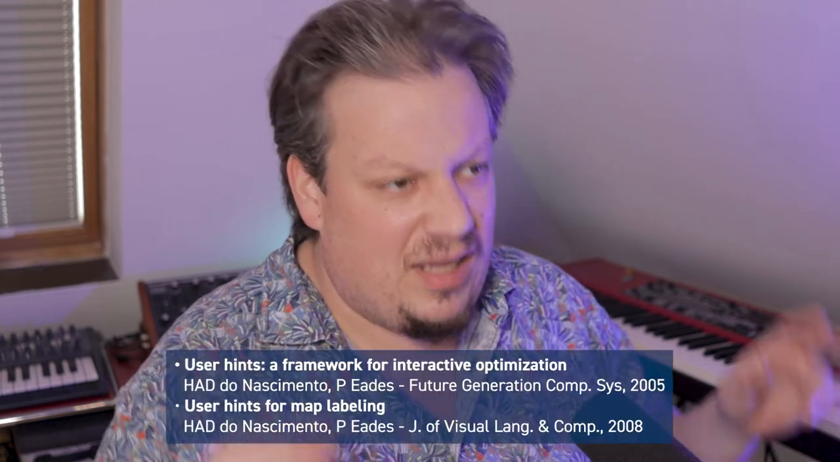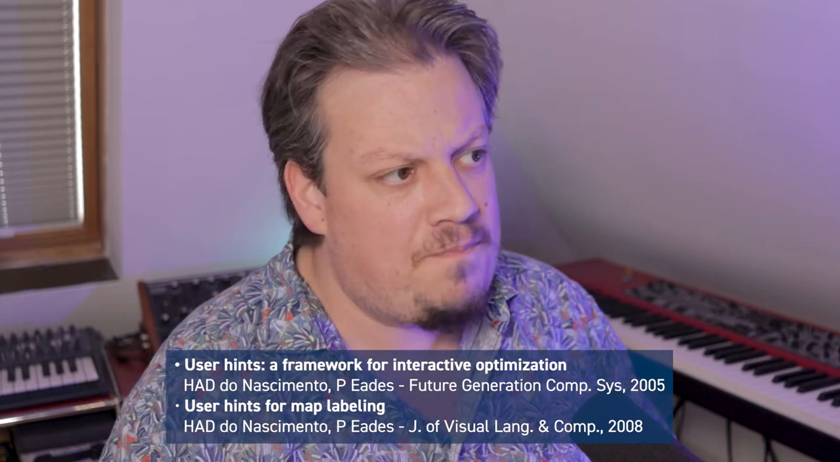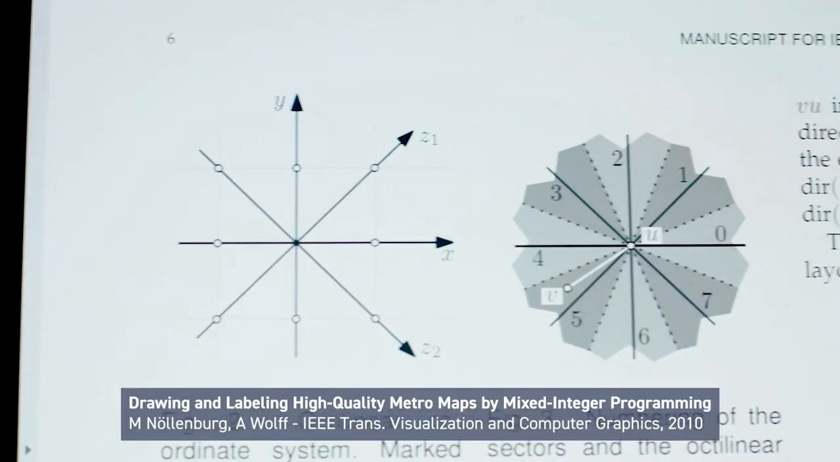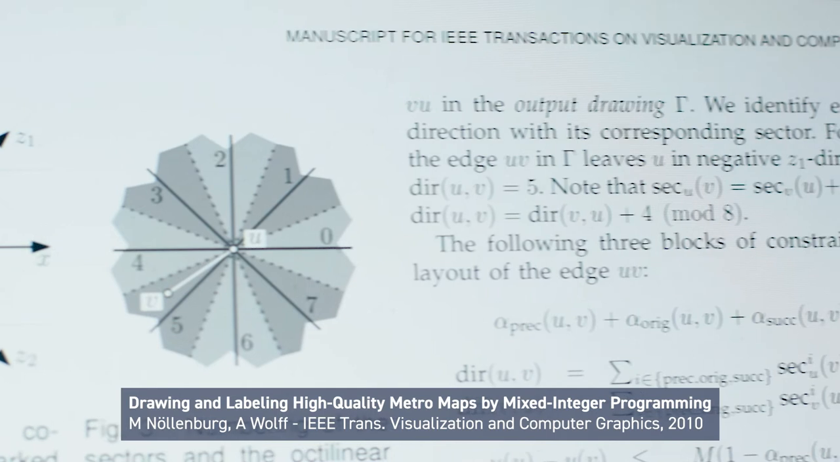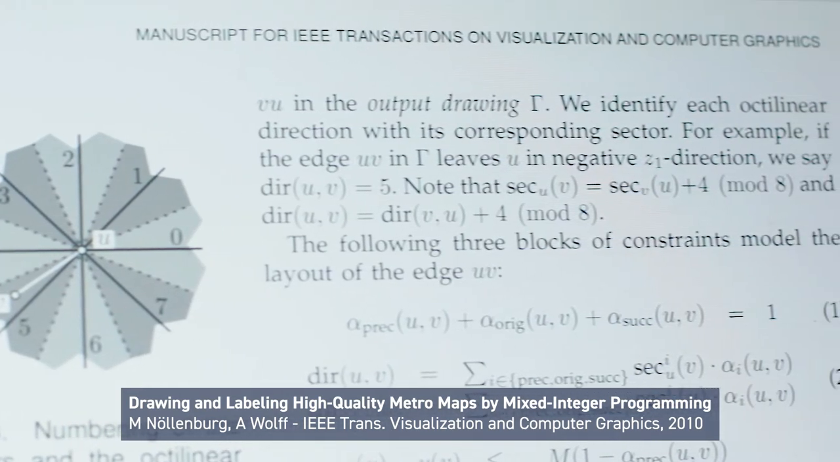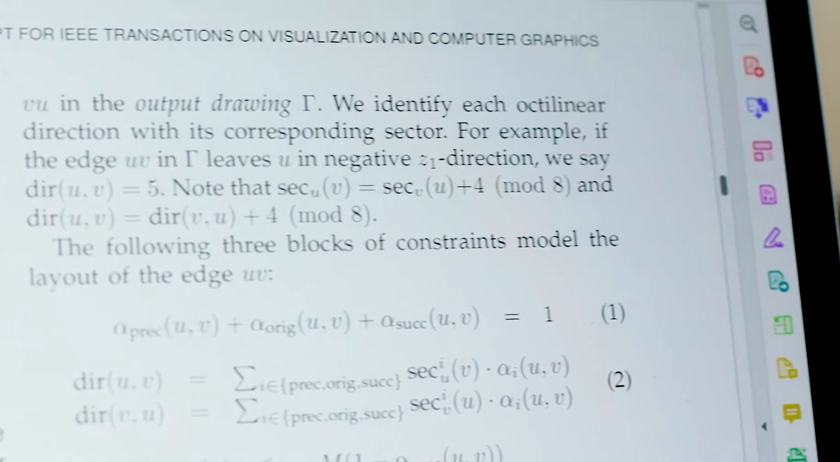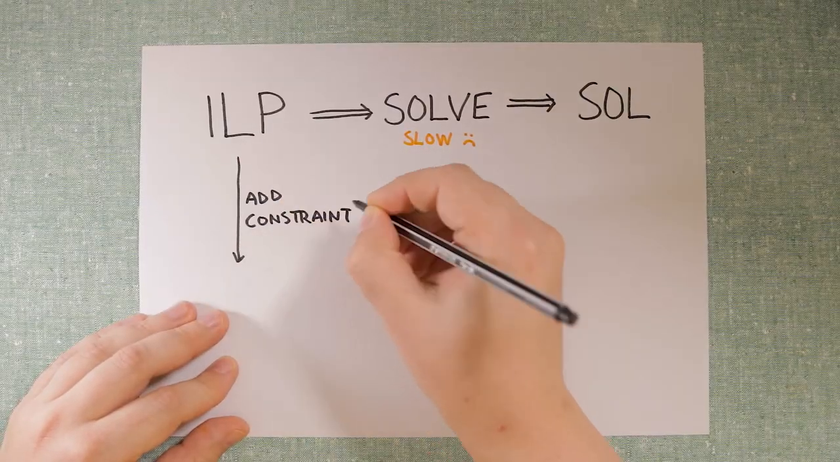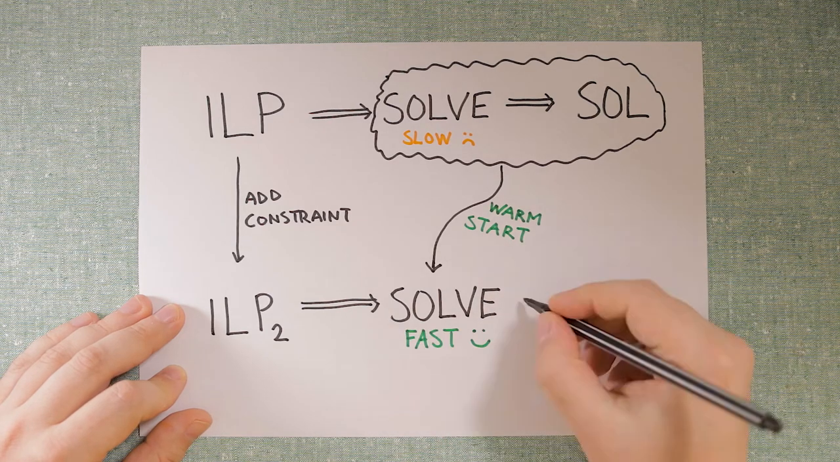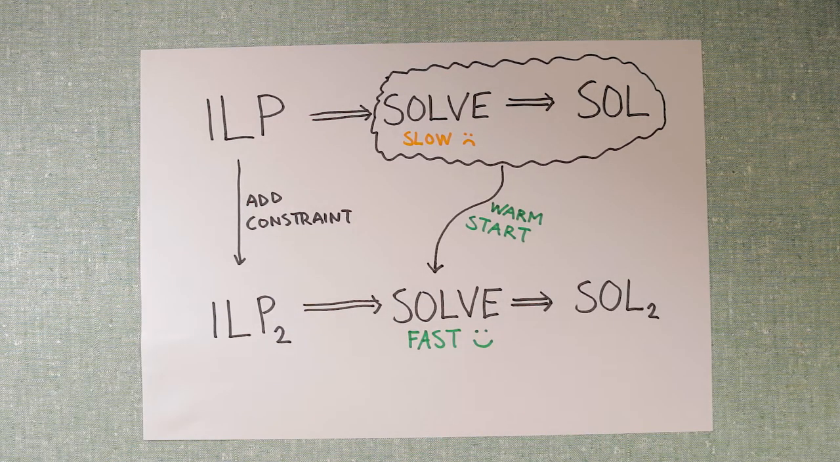The solution, we think, is algorithmically-guided user interaction. Some algorithms, just by how they happen to work, can take hints. That's not our terminology, there's a bunch of literature there. You can do this with Nöllenburg and Wolff's classic ILP for metro map drawing, for example. It has a variable per edge that decides its orientation. We can easily fix some of these variables and thereby force a particular direction. With a warm start ILP solver, this will even be pretty fast.